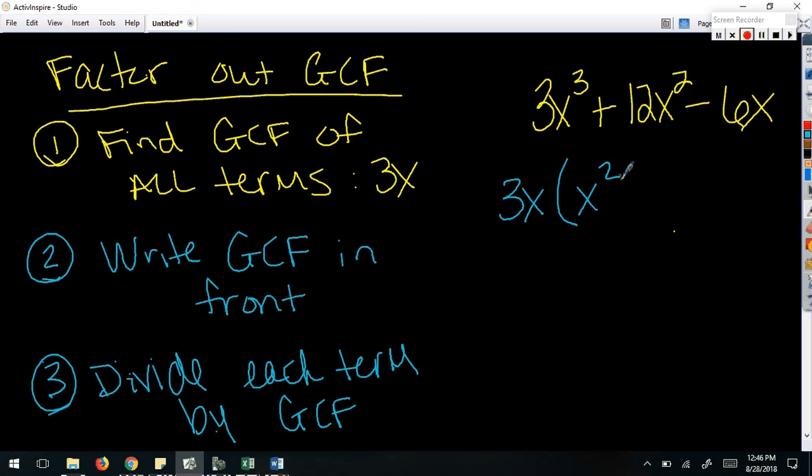How about the middle one? 4x. Does everybody see where 4x came from? 12 divided by 3 is 4. I got one x on the outside. I need another one inside. Minus 2. Okay? This is a basic form of factoring. It's factoring out a GCF. And you have to be able to do this.